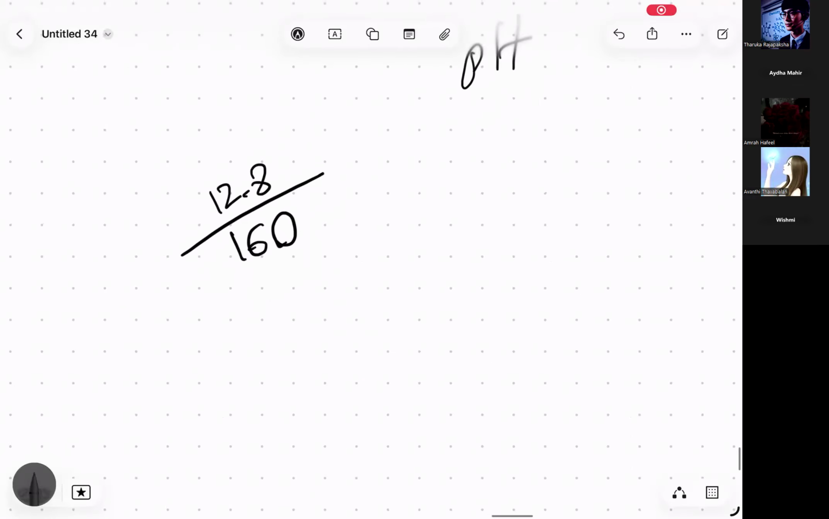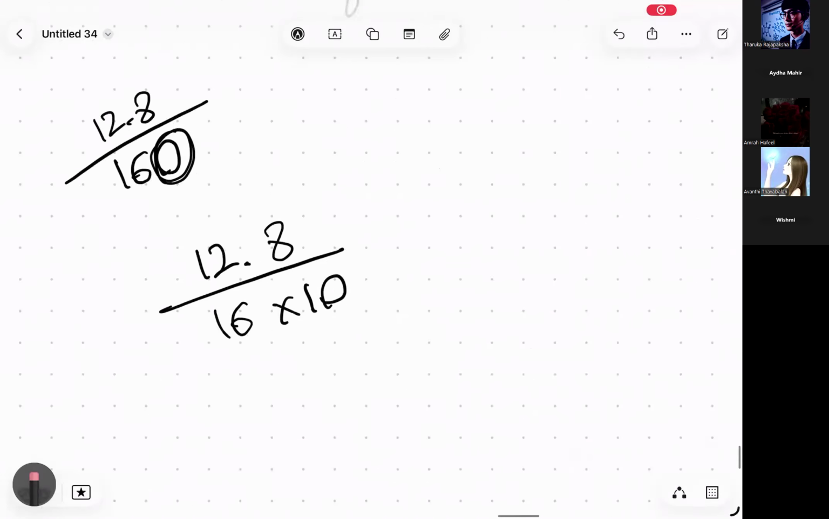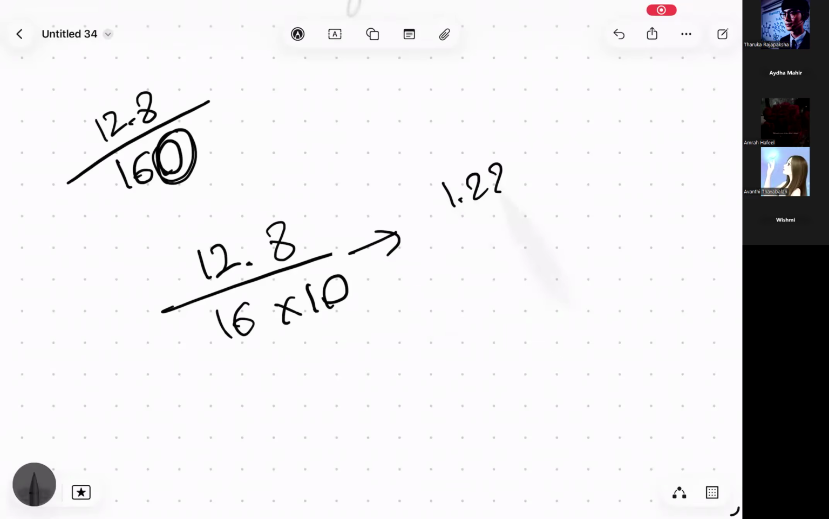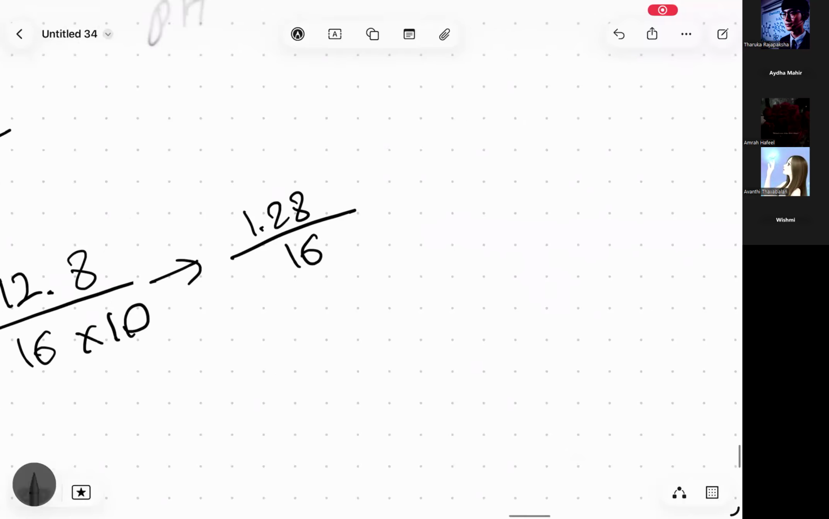My people, this zero, you can consider it as a 10. So 12.8 divided by 16 into 10. Because when you divide by 10, what will happen? The decimal point goes backwards, right? So it will be 1.28 divided by 16. Now you can see this can be divided by 2.